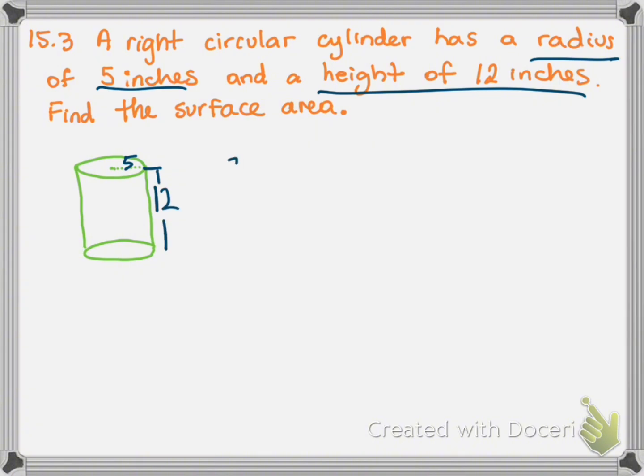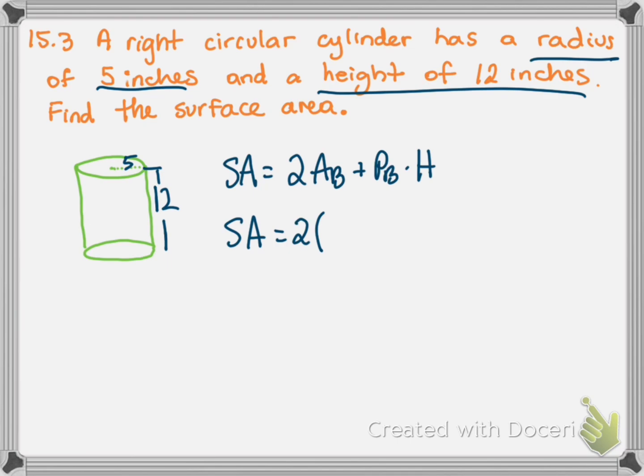So we use the same formula, and remember that we have to use the area for each one of the bases. So in this case, the base is a circle, so we use the formula for the area of a circle. And then for the perimeter, we use the formula for the circumference of a circle. So now we just have to substitute the values.